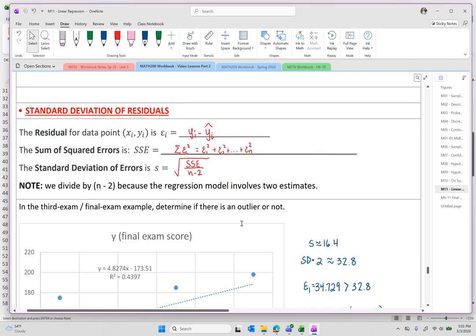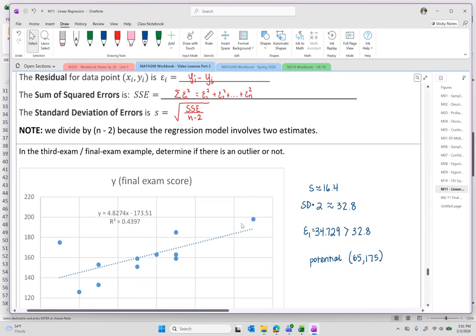So the residual is y minus y hat for every point, and the sum of the squared errors, SSE, which is the sum of the residuals, gives us a calculation for the standard deviation of the errors as S equals the square root of SSE divided by n minus 2. We divide by n minus 2 because the regression model involves 2 estimates, x and y. So let's see if we can find that.